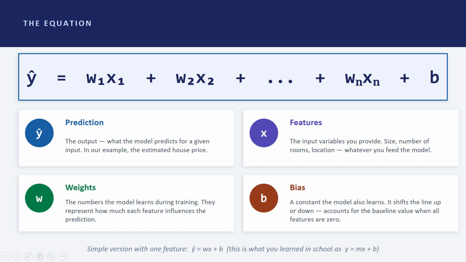At the bottom of the slide, the simplified version with one feature: Y hat is equal to W X plus B. You learned this in school as Y is equal to M X plus B. Same thing. In machine learning, M becomes W and we call B the bias instead of the Y-intercept. The concept is identical. With multiple features, the model finds a hyperplane instead of a line, but the method is the same, just extended into more dimensions.